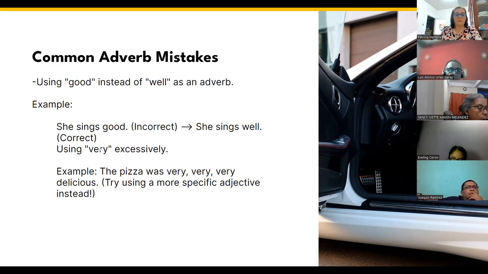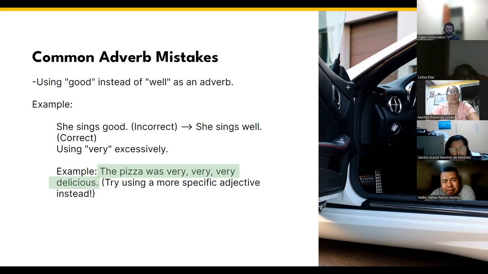And using very excessively. For example, the pizza was very, very, very delicious. Now, do Americans, guys, make this mistake? What do you think? Yes. We all made that mistake. Very, very, very delicious. Exactly. It's not actually incorrect in the sense that it is colloquially used, and we use it in Spanish too, right? We say esos frijoles, esa tortilla con leche, estaba delicious. Muy, muy, muy rica, right?